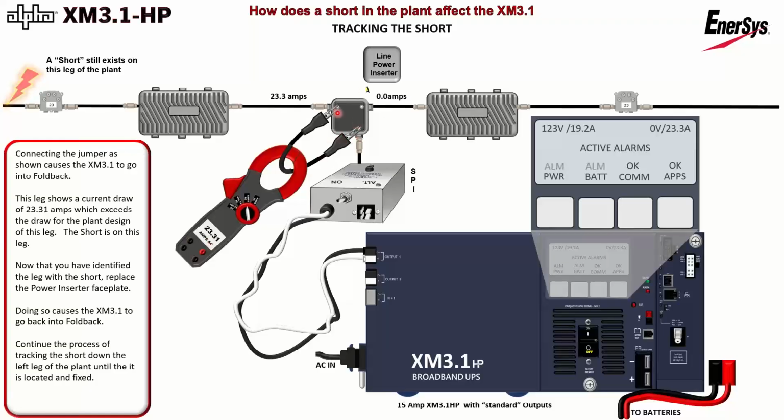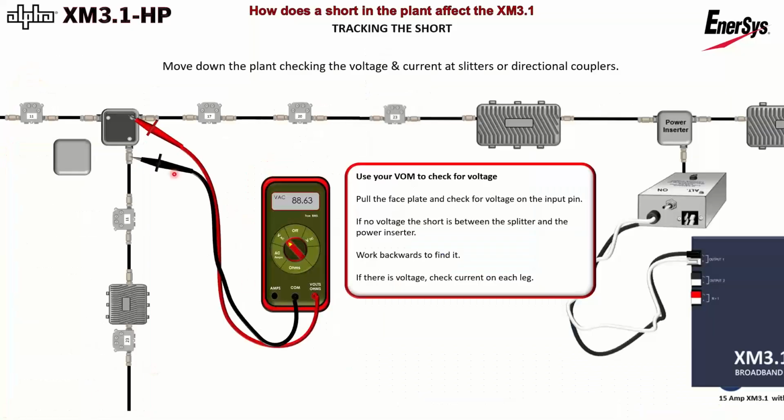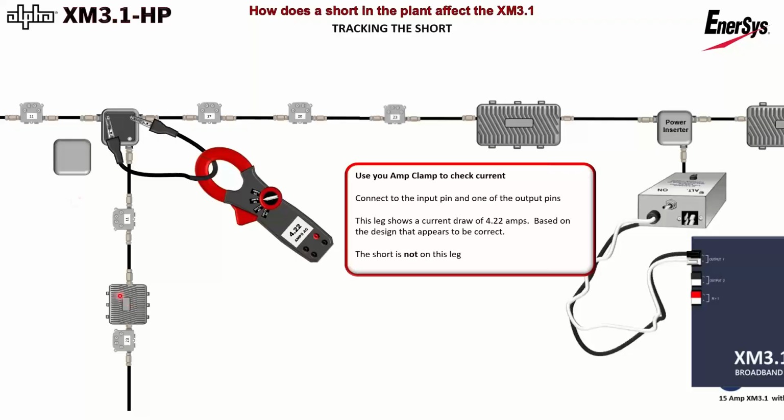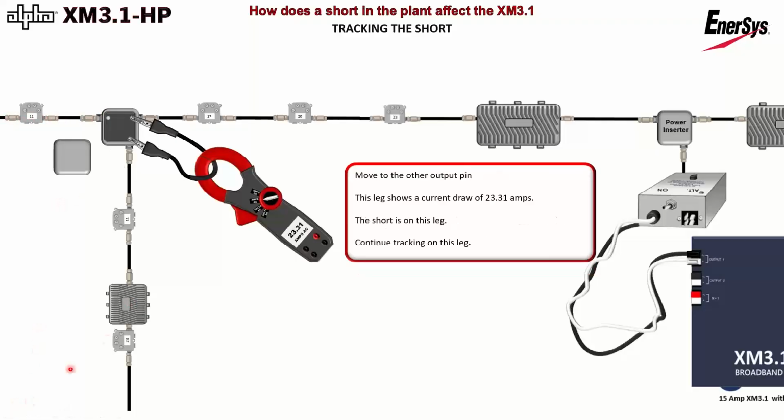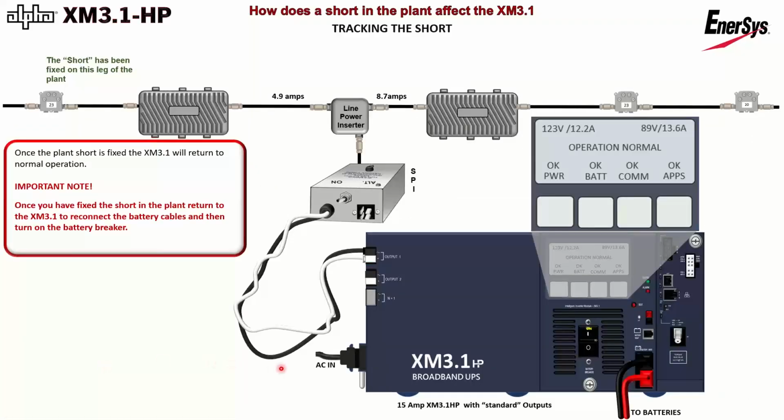Okay. So once I've identified it's going down that leg, I put the faceplate back in. That's going to kill my power supply. I move down to another point. I take the faceplate out. I test for voltage. If I don't have voltage here, that means I went past it. It's behind me, right? If I do have voltage here, test my current. 4 amps going down this leg, 23 amps going down this leg. Okay? Keep tracking my problem out until I find it. Once I find my problem, fix my problem. Do not forget to go back.